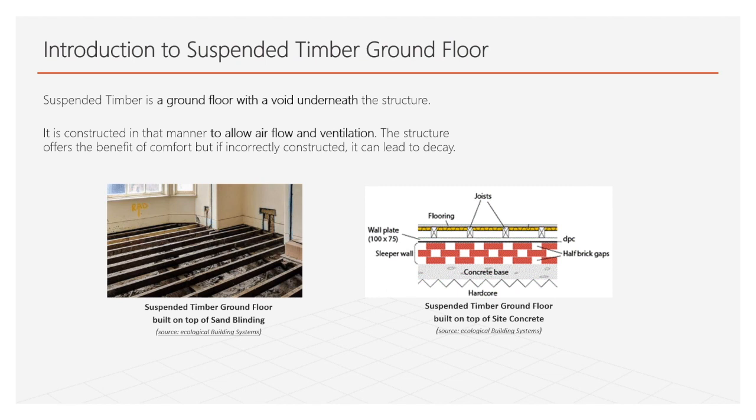It is constructed in that manner to allow airflow and ventilation. The structure offers the benefit of comfort, but if it is incorrectly constructed, it can lead to decay. On the left-hand side is an example of suspended timber ground floor built on top of sand blinding, and on the right-hand side is an example of suspended timber ground floor built on top of site concrete.